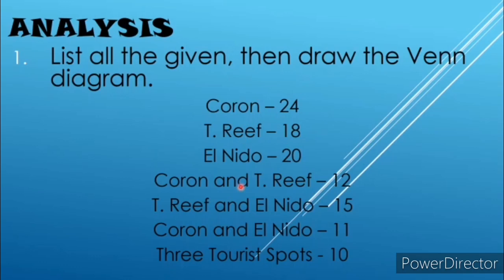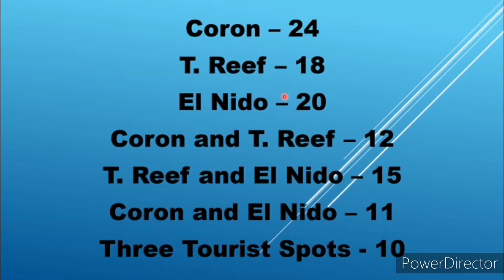Okay, since nalista na natin lahat yung given, yung working backward natin, we are going to start from the bottom pataas to the top. Bottom to the top. So, ilalagay natin yung 3 tourist spots hanggang sa makarating tayo kay Coron. Okay. So, ito yung mga given natin.